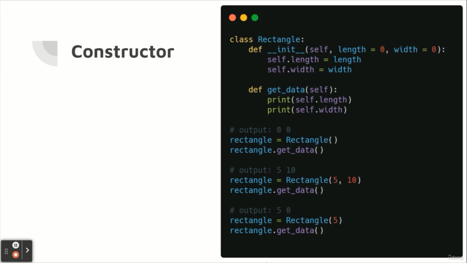In the example, we defined a new class to represent a rectangle. It has two functions, init to initialize the variables, with defaults of 0, and getData to display the data. As you can see, we have created a rectangle object 3 times. In the first case, the program has printed 0 and 0, because we haven't passed any parameters to the constructor and the default values are 0. For the second object, we have 5 and 10, and for the third, 5 and 0.